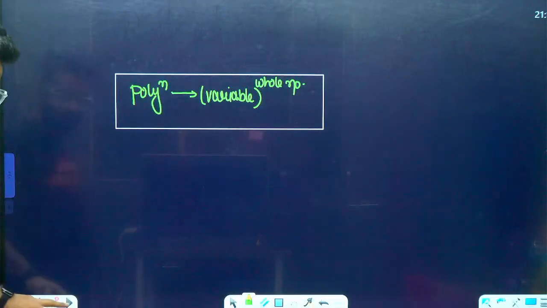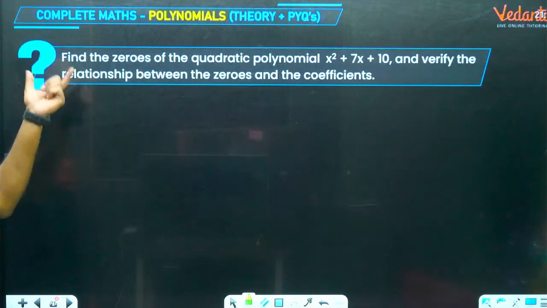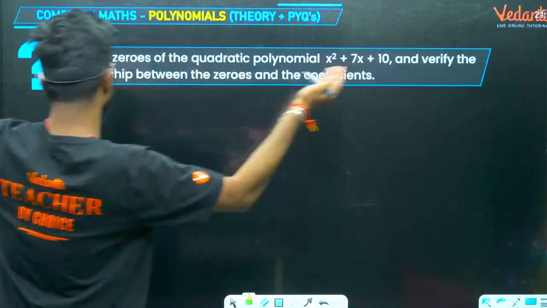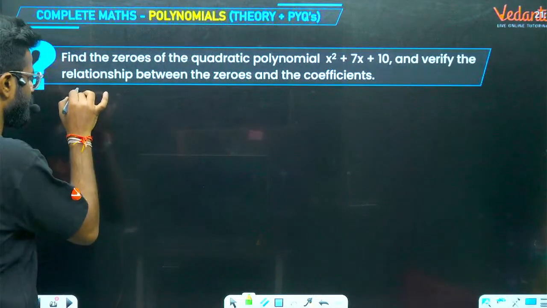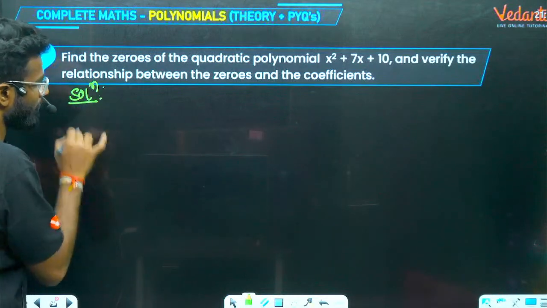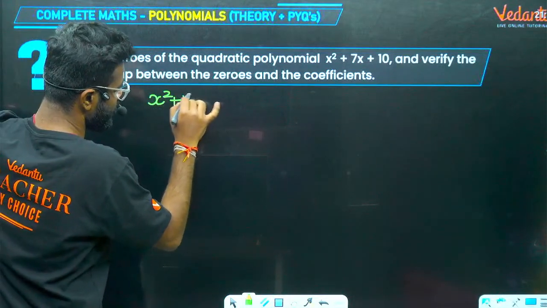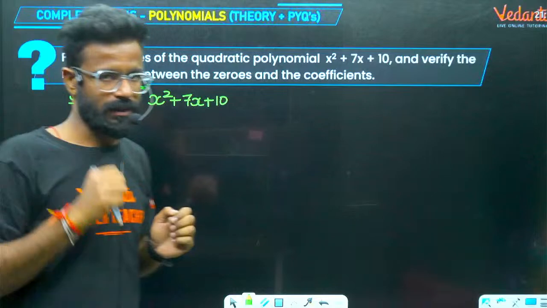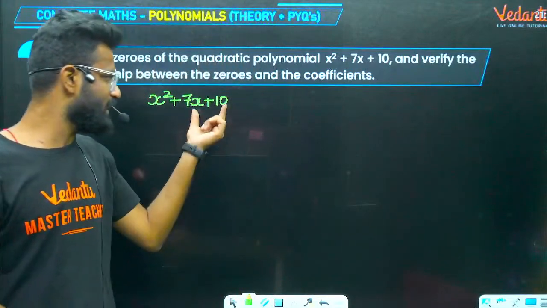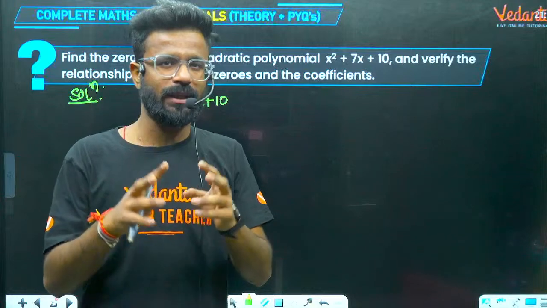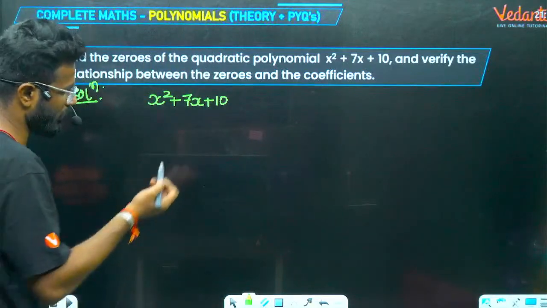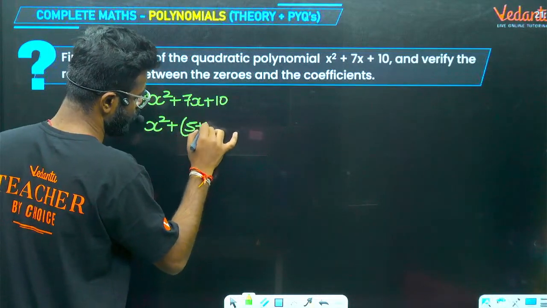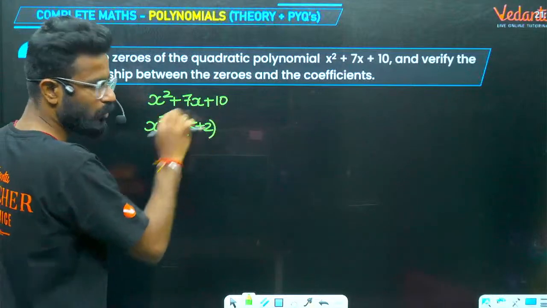Now there is a question: find the zeros of the quadratic polynomial x square plus 7x plus 10 and verify the relationship between the zeros and the coefficients. Simply, to solve this polynomial, we have to take two numbers. The product of the two numbers is 10 and their sum is 7. So the two numbers are 5 and 2. X square plus 5x plus 2x, because 5 plus 2 is 7 and 5 times 2 is 10.